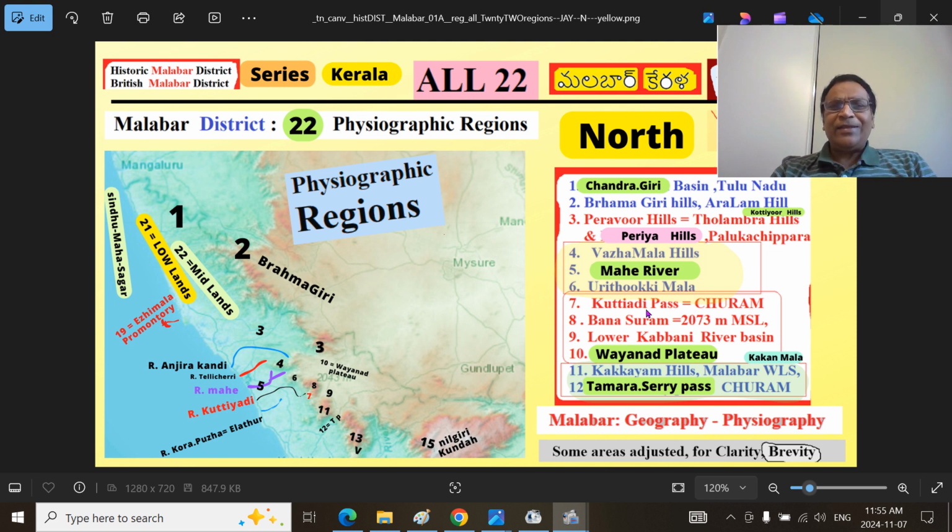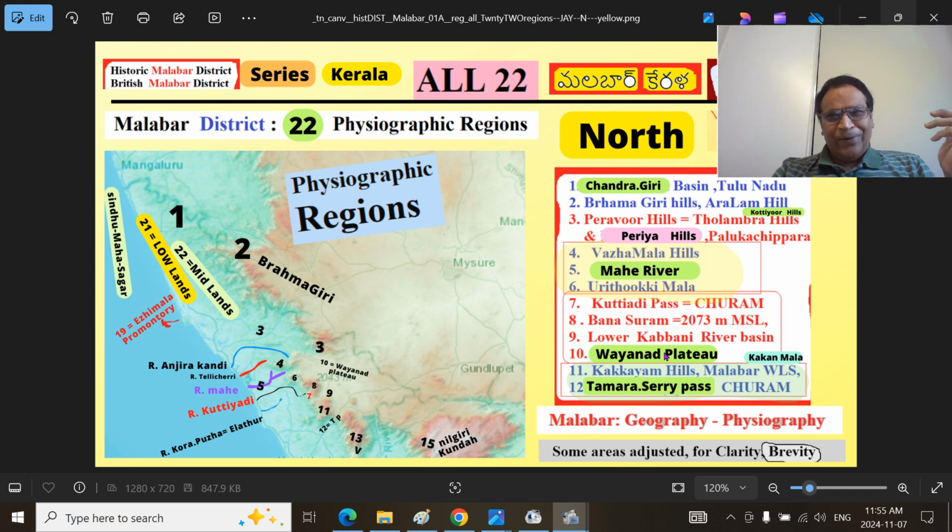Then the Kutiyadi Pass. Remember, pass is also called Churam in the local names. Kutiyadi Pass, Kutiyadi Churam. Then the Banasuram Hills here. Number 8 is the Banasuram Hills. Number 9 is the Lower Kabbani River. This is the Wayanadu Plateau. The Lower Kabbani, the rest of this the Plateau region.